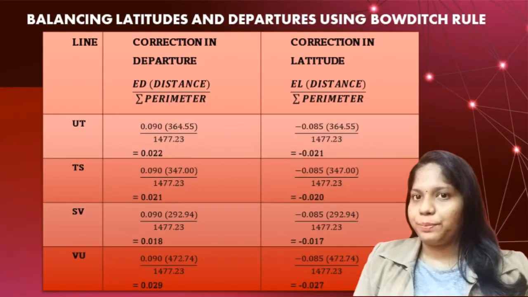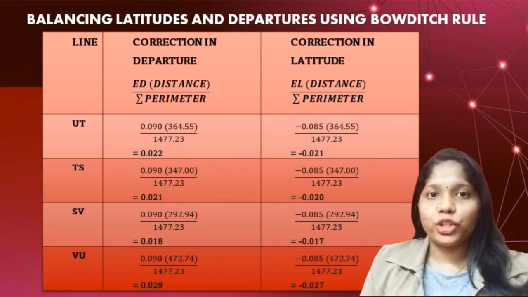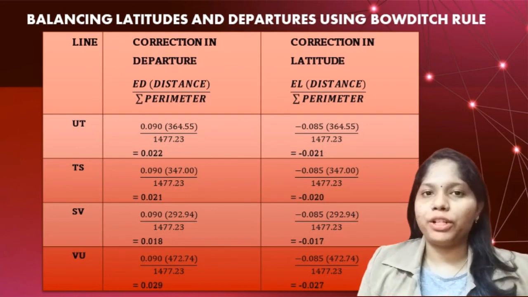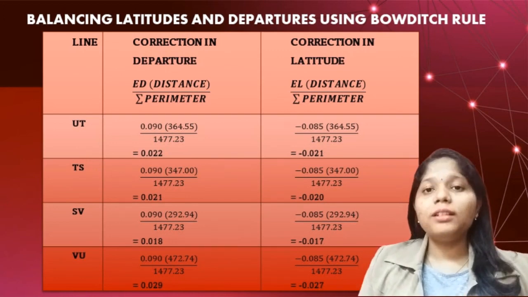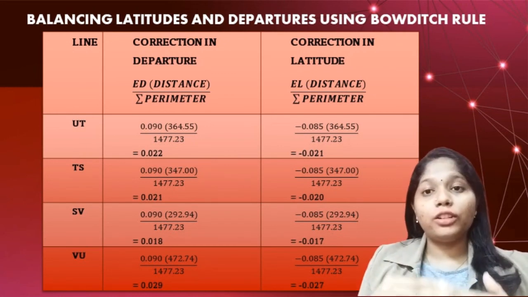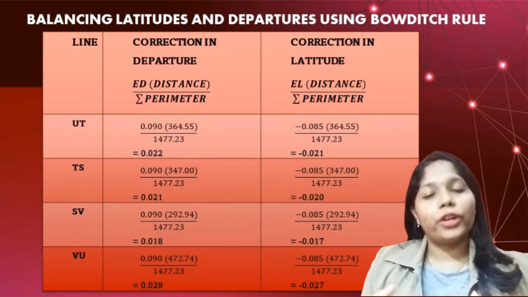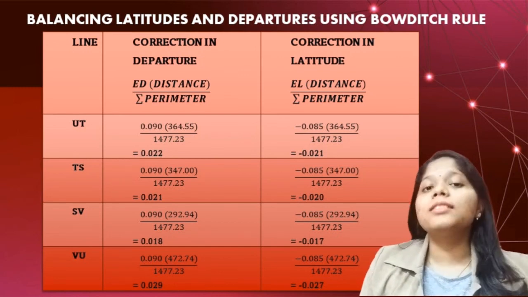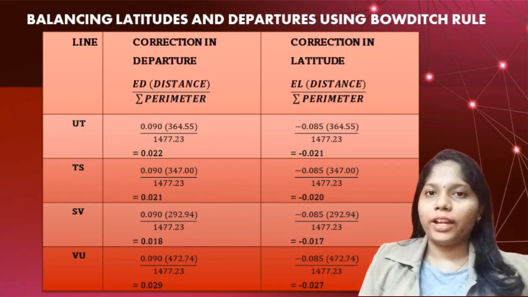Okay, let's do the adjustment. To do the adjustment, we need to balance the latitude and departure using the Bowditch rule method. First, we need to do the correction in latitude and correction in departure. In order to do the correction in departure, we follow this formula: the error of the departure times the distance, divided by the total perimeter. The same goes for the correction in latitude, whereby the error in latitude is multiplied by the distance and divided by the total perimeter. These are the results we get for each line.